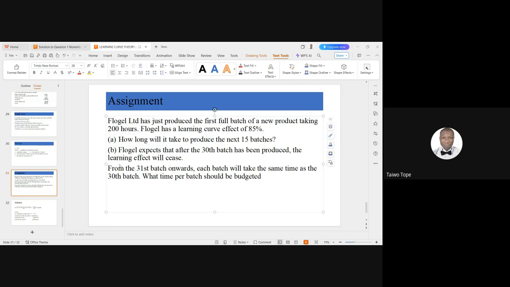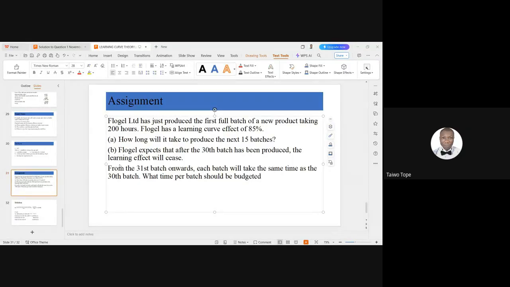So the assignment is: Flogel Limited has just produced the first full batch of a new product, taking 200 hours. Flogel has a learning curve effect of 85%. How long will it take to produce the next 15 batches? Flogel expects that after the 13th batch has been produced, the learning effect will cease. From the 31st batch onward, each batch will take the same time as the 13th batch. What time per batch should be budgeted? So you can try and see what you can do in relation to this question.